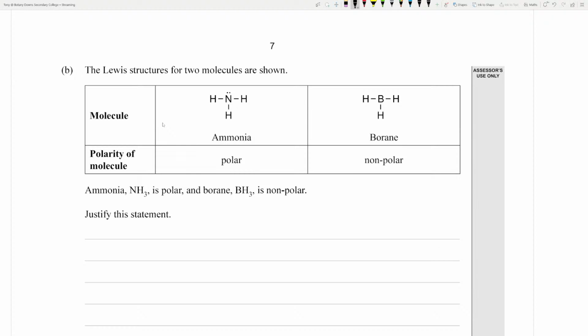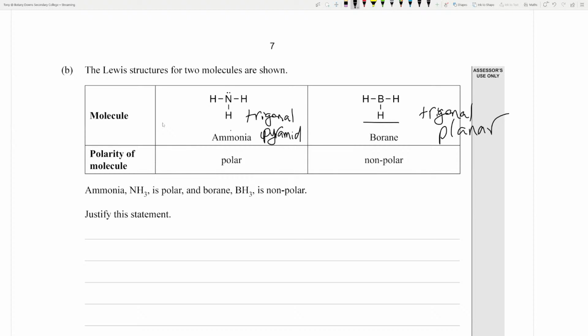Now let's have a look at this. The Lewis structure for this. So this has a trigonal pyramid shape, which is asymmetrical, and if you look at borane, this is trigonal planar, which is symmetrical.